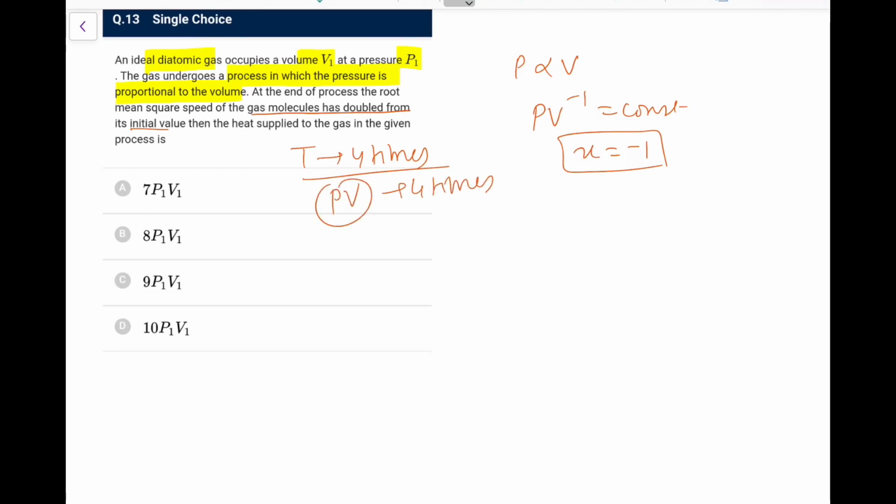Then the heat supplied to the gas in the given process. So first of all, what would be the C? Just as I told you, if you can identify polytropic, you can write it directly. CV for diatomic means 5R by 2. X is minus 1, so plus R by 2, so that is 3R.